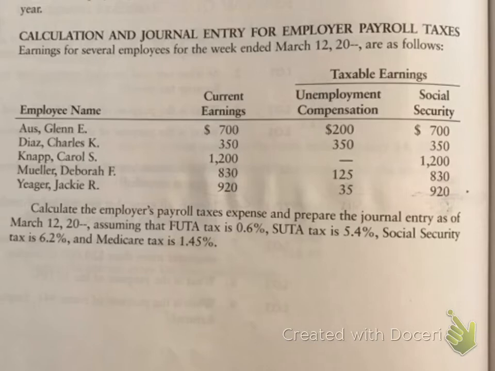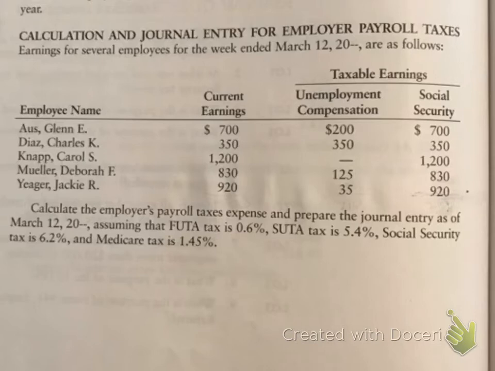So you can see that they give you a list of the employees. They give you a list of each employee's current earnings, each employee's taxable earnings for unemployment compensation tax, and taxable earnings for Social Security tax. And what they ask you to do is to calculate the employer's payroll taxes expense and prepare the journal entry as of March 12th, assuming that FUTA is 0.6%, SUTA is 5.4%, Social Security tax is 6.2%, and Medicare tax is 1.45%.